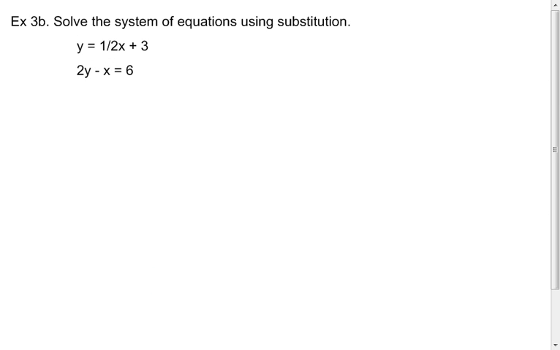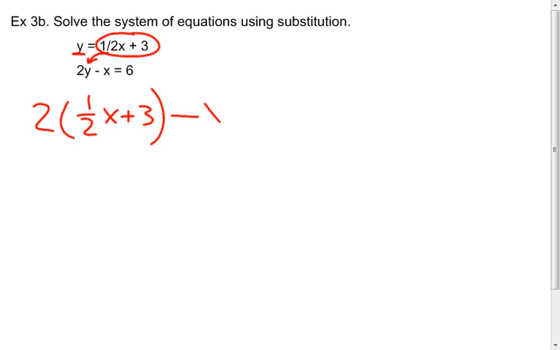Another example. This y is by itself. So I'm going to take this stuff and plug it in where y was in the other equation. So 2. And then 1/2 x plus 3, and then minus x equals 6. So I took this y out right there, and I put 1/2 x plus 3 in its place. Everything else in that line stayed the same. Distribute. 2 times half. Half of 2 is 1.